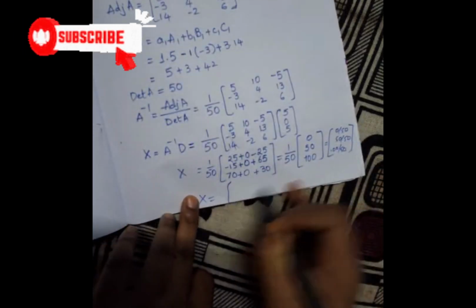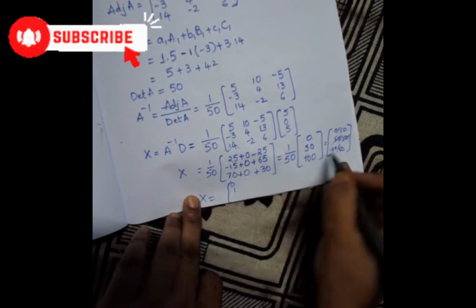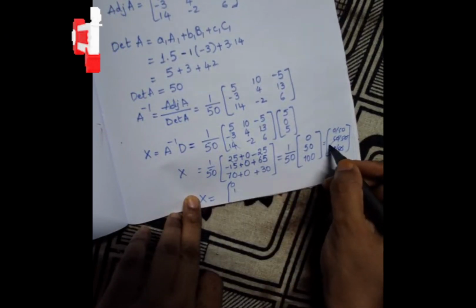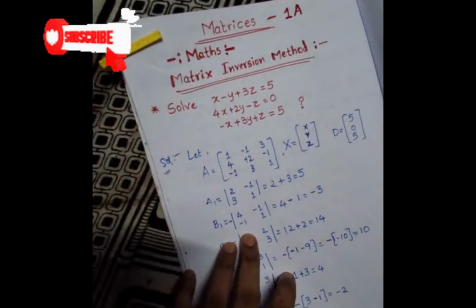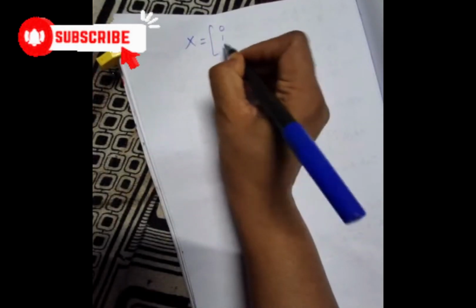So x equal to what? 0 by 50 is 0, 50 by 50 is 1, and 100 by 50 is 2. So x is obtained as what? X is 0 1 2.